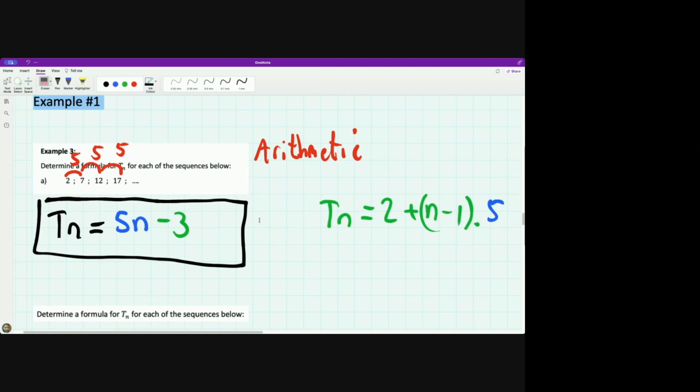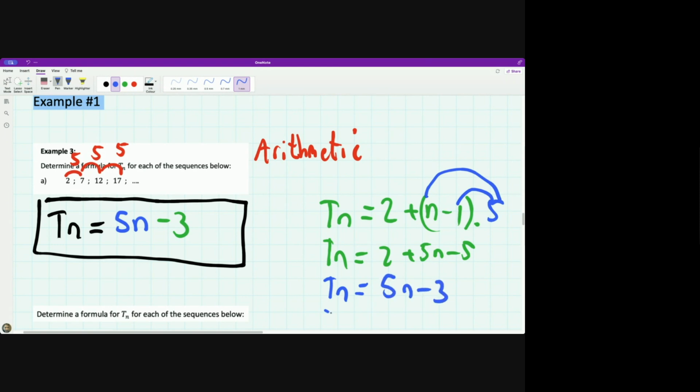So just to show you why this is the same thing, if I had to multiply the 5 in here, I would get 5n minus 5. Let me actually show you. So if I went like this, then we would get 5n minus 3 anyway. And so it doesn't matter what method you use, as long as you end up with tn is 5n minus 3.